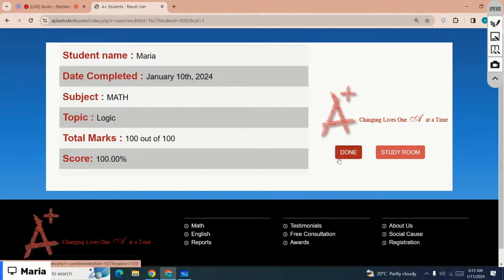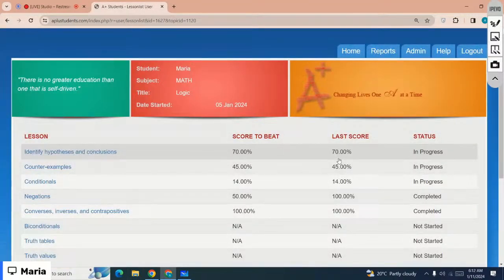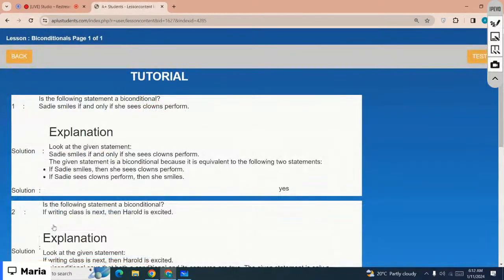Okay, we are done with the lesson. Let's start with the next lesson. The next lesson is biconditionals. Let's see what biconditionals are.